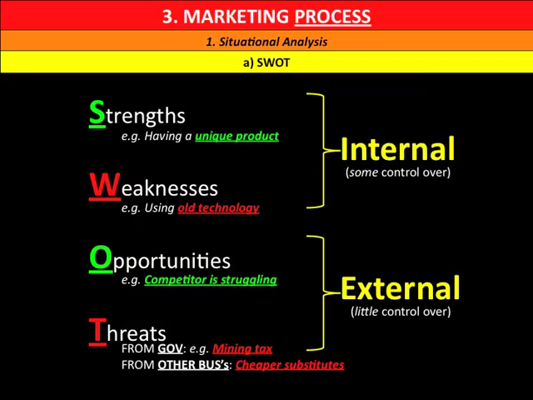The external things, the opportunities and threats, the business has little control over. So if you think of threats from the government, if you look at something like the mining tax, a mining company does kind of have a lot of control when it comes to the government. If you just ask Kevin Rudd. So businesses might have a little bit of control. If a competitor's struggling, maybe the business had a little bit to do with that competitor struggling. So internal usually means some control.